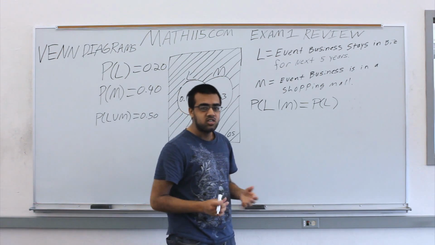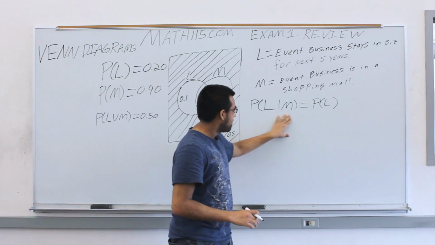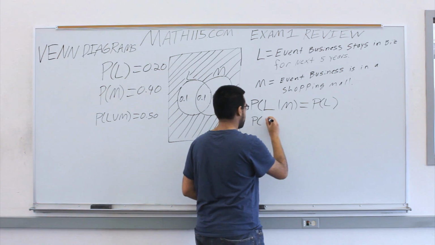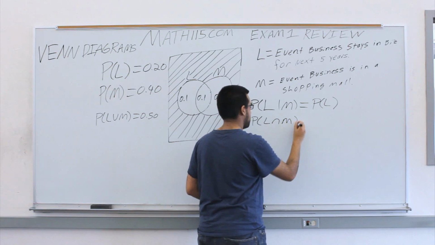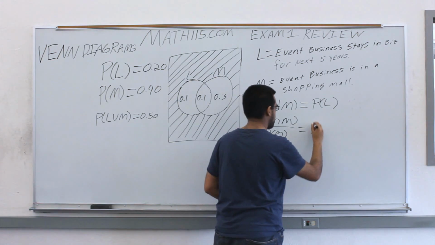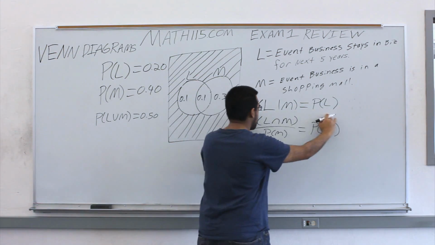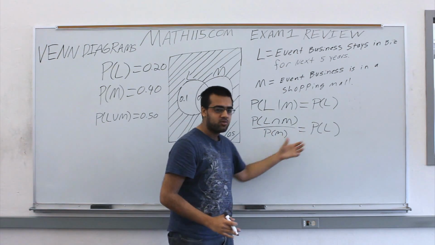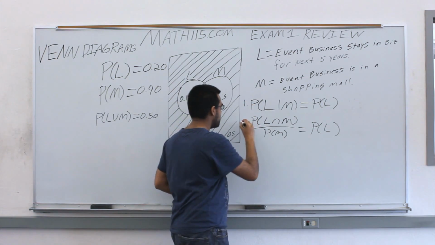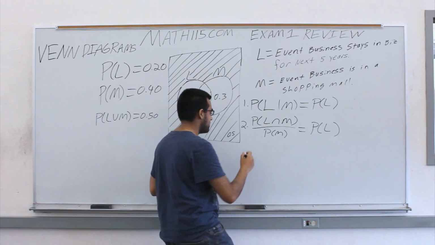Now remember, you can see independence on the exam in different ways. For example, if we break this up using our conditional probability rules, you can also see it written like this: L intersect M all over the probability of M is equal to the probability of L. So this whole line is saying the same thing as this line, but it's just a different way of looking at it, right? This is the second way that you can see independence being shown on the exam. But there's also a third way that you can see it.